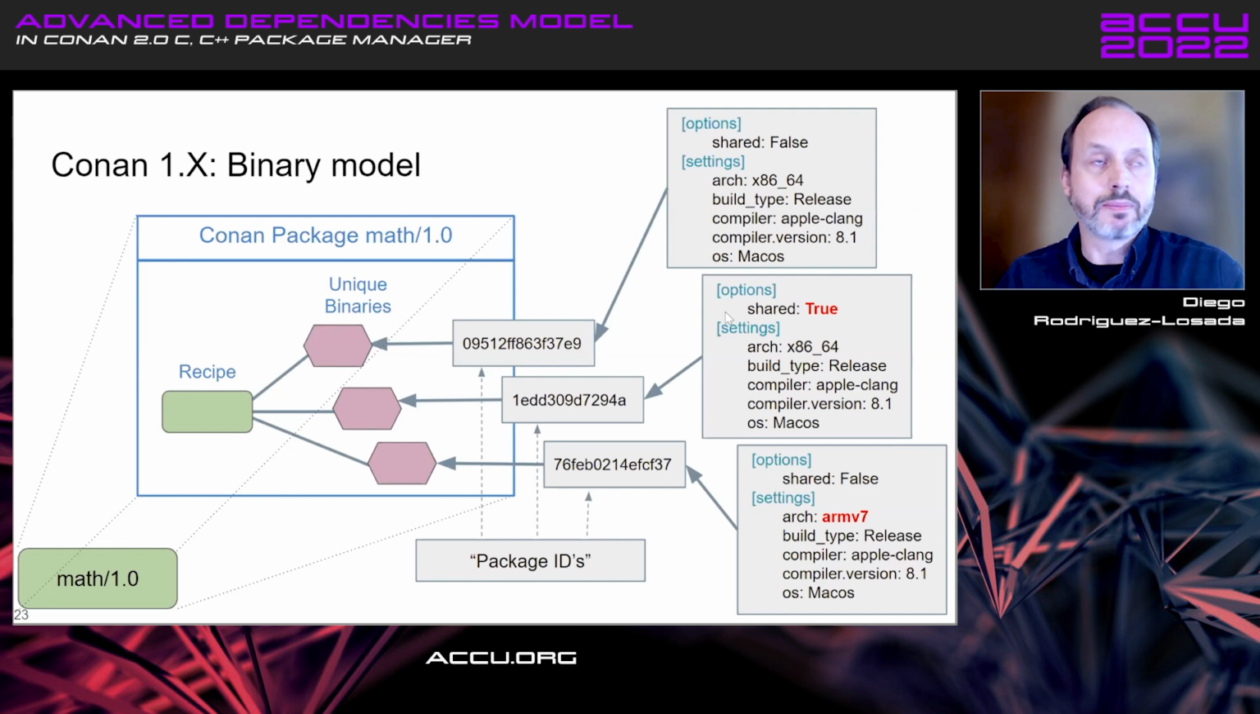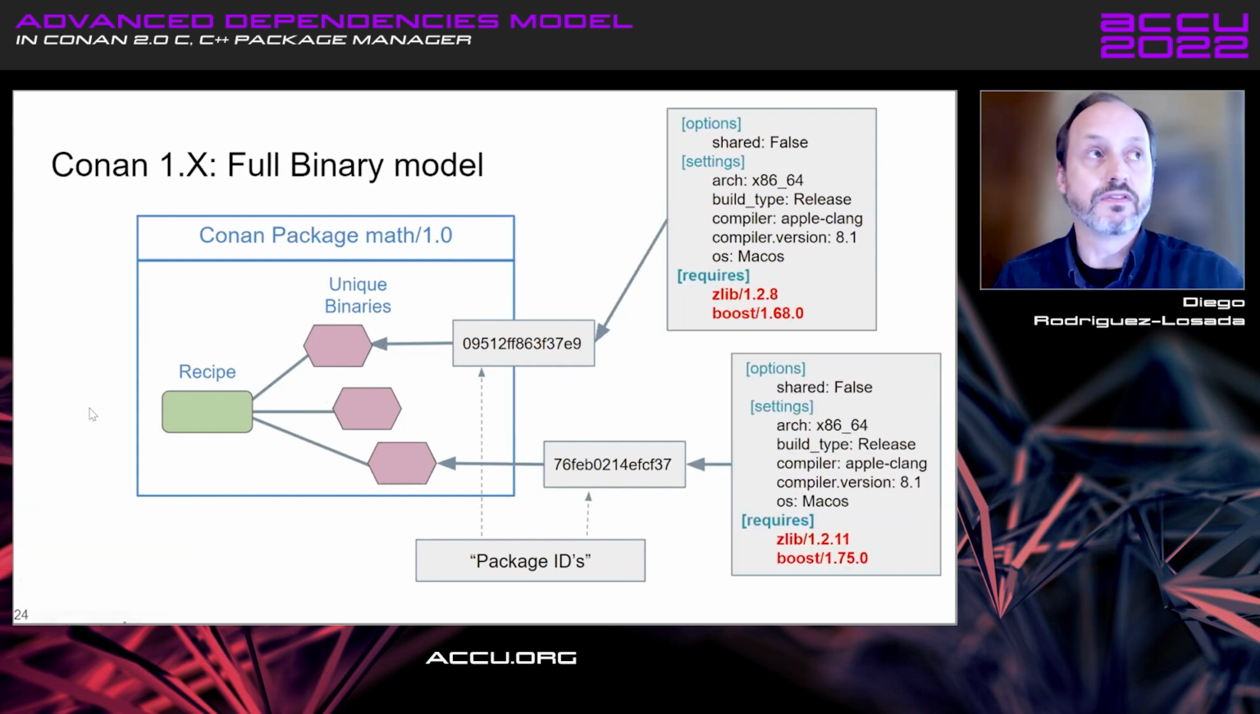That is, for example, a package can be a static library or a shared library. And in some situations can be one or the other. If we change that, the math static library is going to be obviously a different binary than the math shared library. So if we change the option shared from false to true, we are going to get a different configuration. This configuration is going to be hashed into a different package ID that represents the unique binary that this configuration produces.